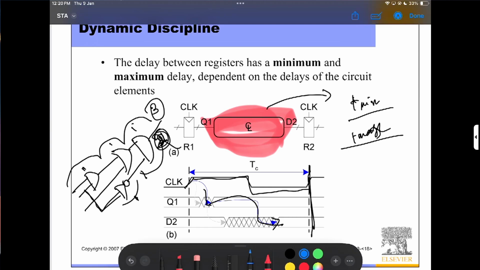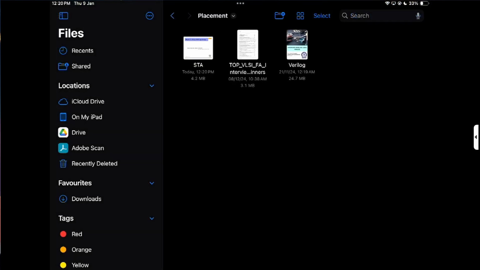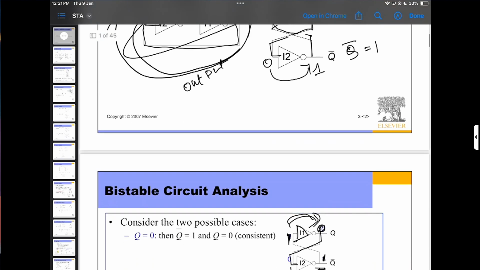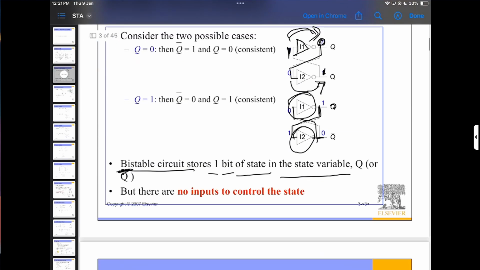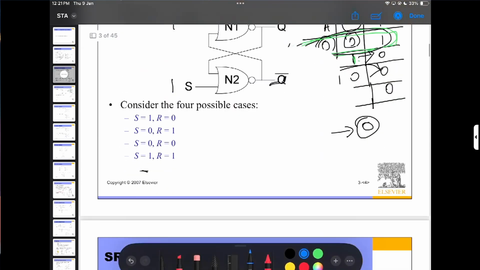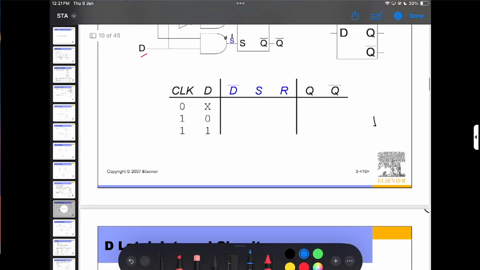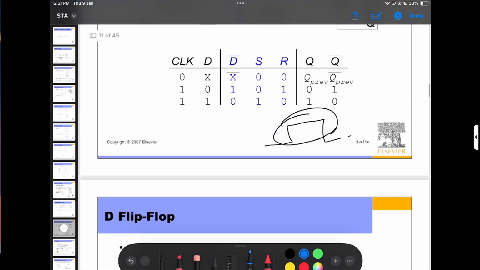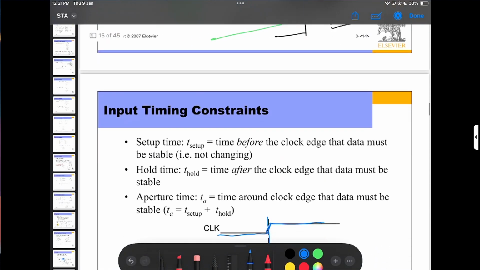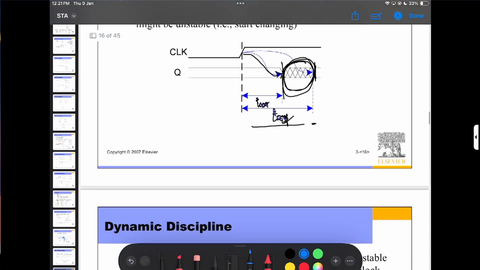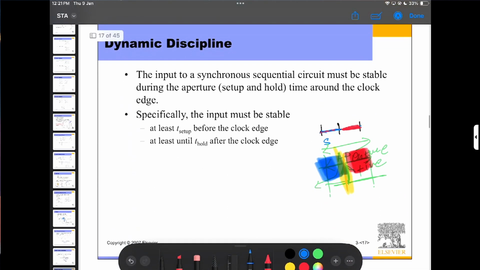Okay, saved. Whatever I did, it's saved. Okay, so yes, I'll delete the PDF. So here I will be.